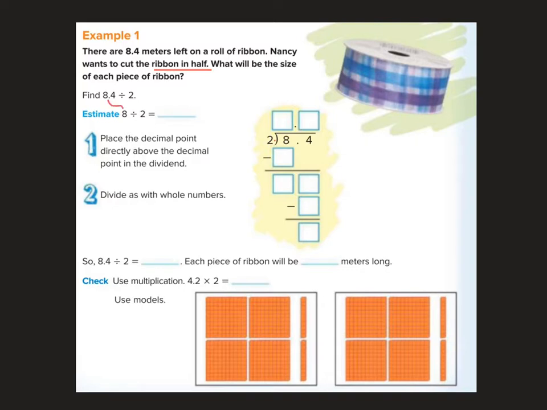First, we should estimate. 8 4/10 is about 8, and if I look at my 2, I know it's going to go into 8, so I should get an answer around 4.